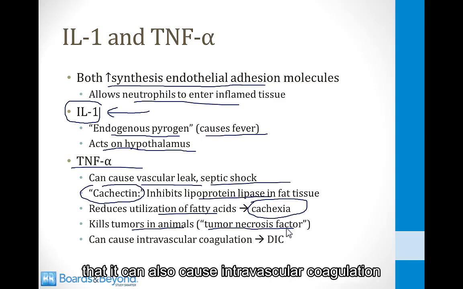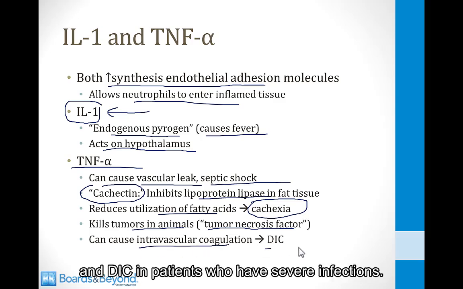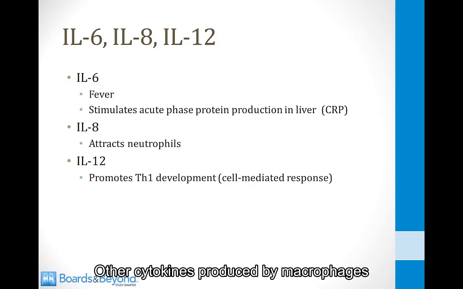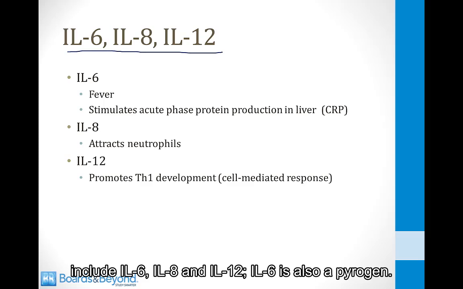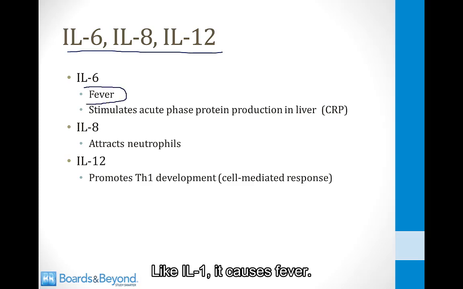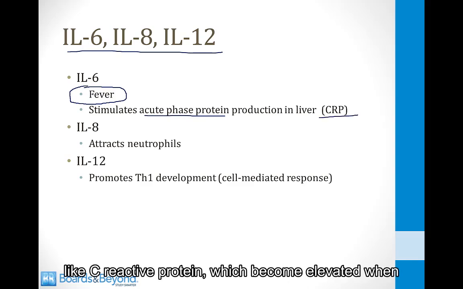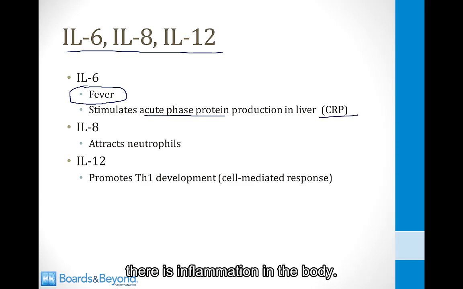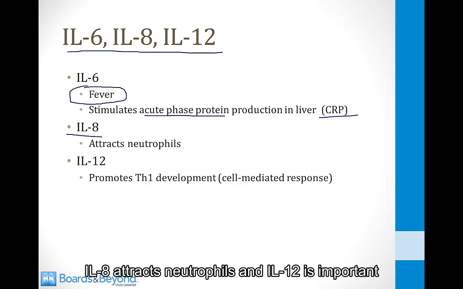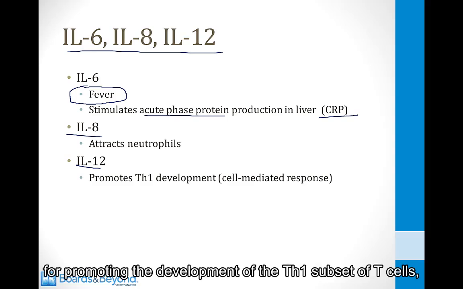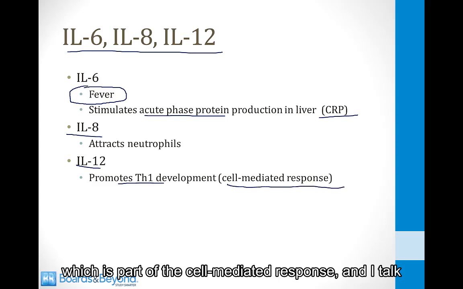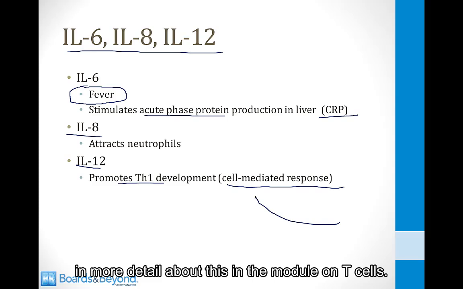And this can help you remember that it can also cause intravascular coagulation and DIC in patients who have severe infections. Other cytokines produced by macrophages include IL-6, IL-8, and IL-12. IL-6 is also a pyrogen like IL-1. It causes fever. IL-6 also stimulates the liver to synthesize acute phase proteins like C-reactive protein, which become elevated when there is inflammation in the body. IL-8 attracts neutrophils, and IL-12 is important for promoting the development of the Th1 subset of T cells, which is part of the cell-mediated response, and I talk in more detail about this in the module on T cells.